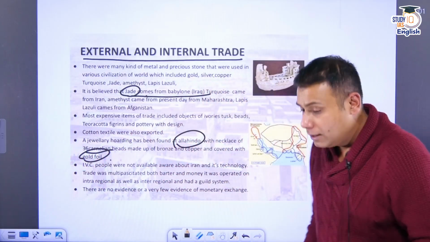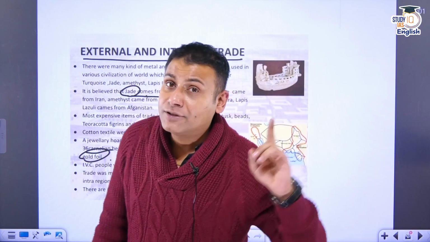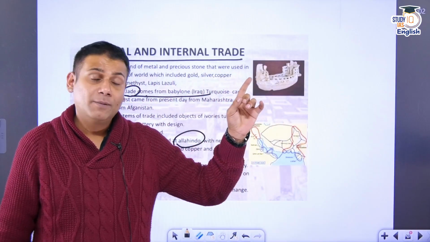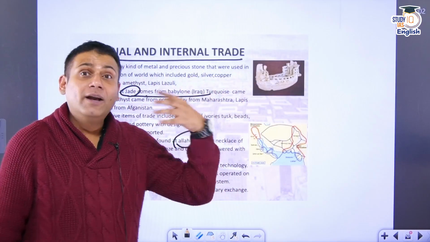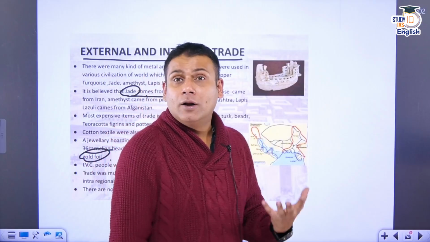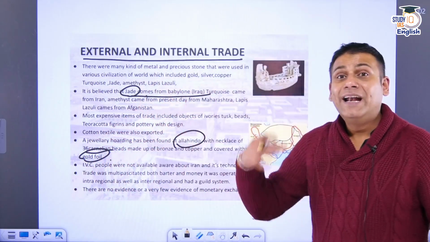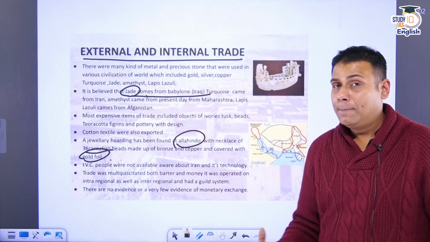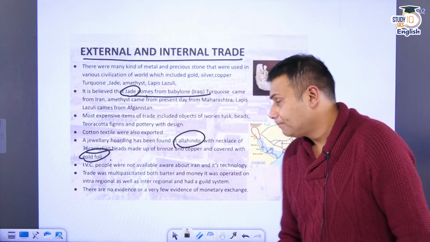So please remember the important gemstones. Sometimes there is a probability of a question being asked in the prelims examination, like jade came from Babylon, Iraq. Turquoise came from Persia, Iran. Clear?